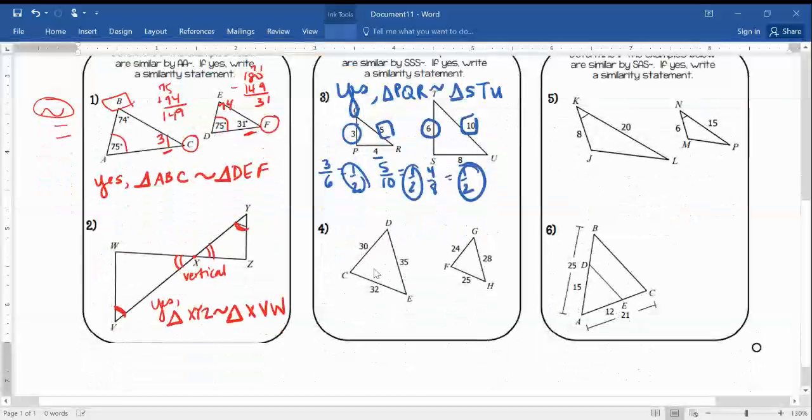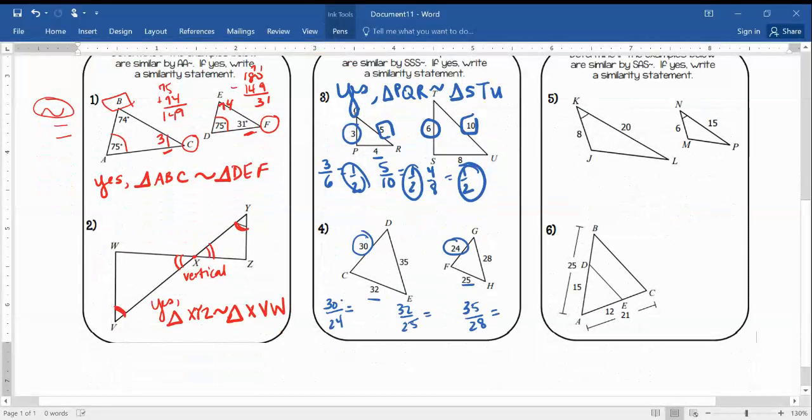And let's pick some corresponding sides. Okay, these are oriented the same way, so that's easier to decide. All right, so 30 over 24. And then it looks like 32 matches up with 25. And then 35 and 28. So if you've got a calculator or even Desmos, just type these in. You can look at the decimal versions or you can look at the fractions that matter.